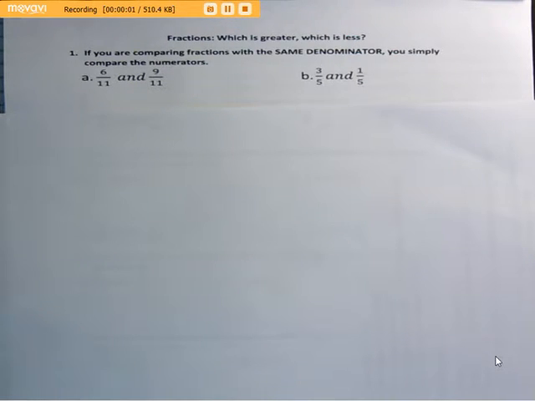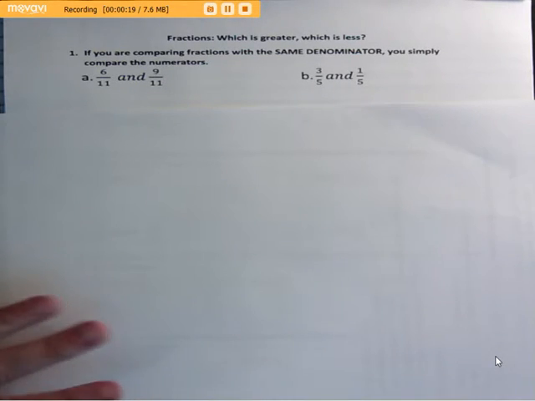Hello, it's Carly McAvoy, and I'm doing some work to help you prepare for your verbal fraction test. This first part of your test will ask you either which is greater or which is less of two values. And so some of those are easier than others.